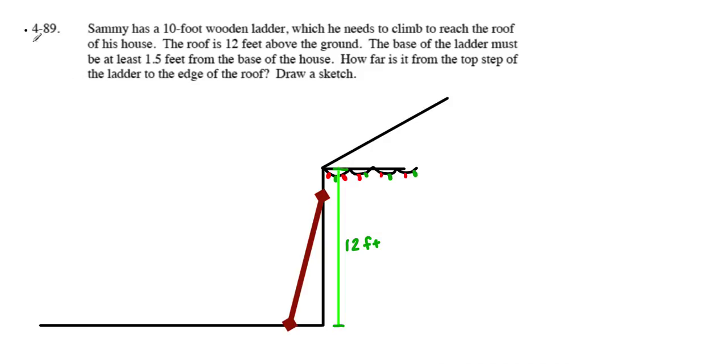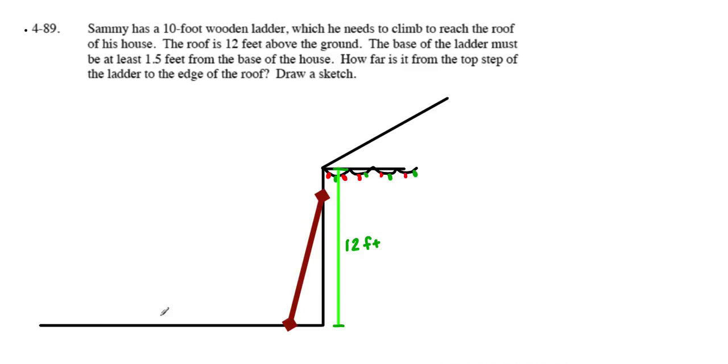Last problem of the assignment, problem 4-89. Sammy has a 10-foot wooden ladder, which he needs to climb to reach the roof of his house. The roof is 12 feet above the ground. The base of the ladder must be at least 1.5 feet from the base of the house. How far is it from the top step of the ladder to the edge of the roof? Draw a sketch.